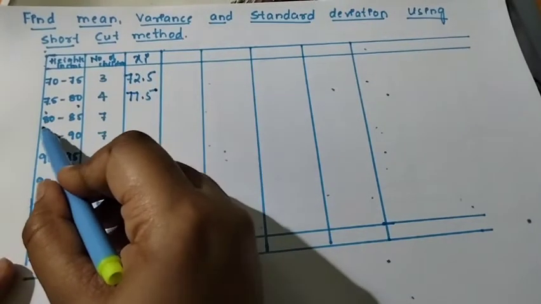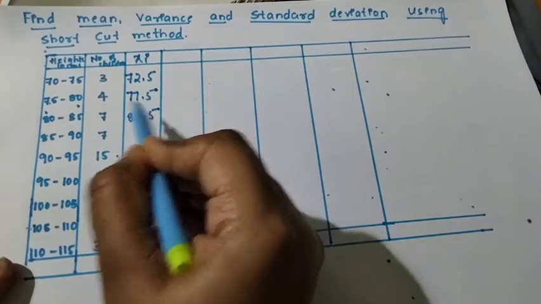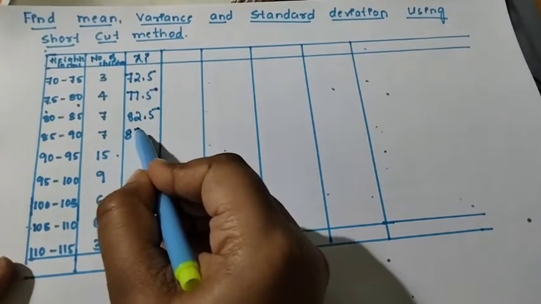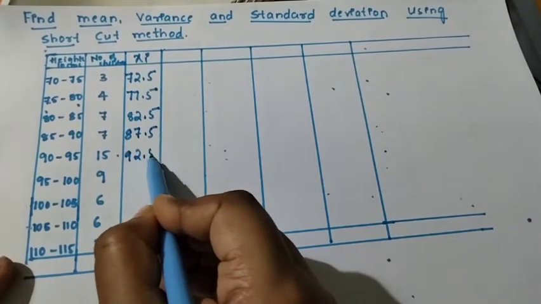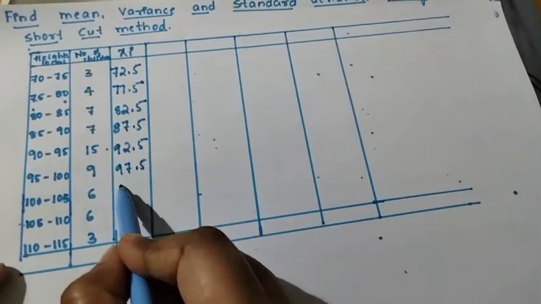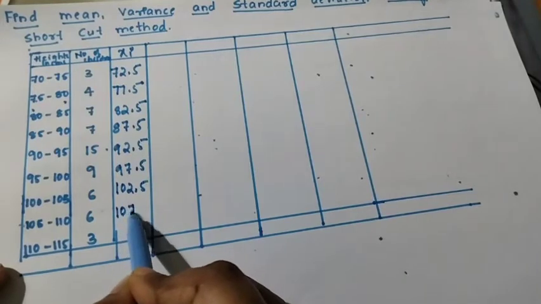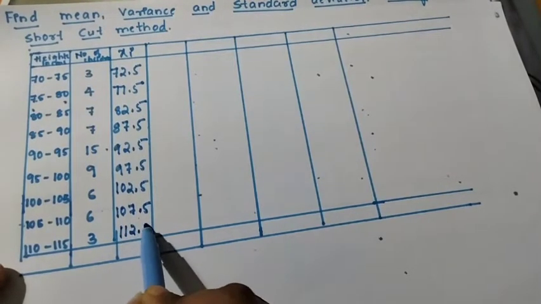Okay. Next, 80 plus 85 divided by 2 is equal to 82.5. 85 plus 90 divided by 2 is equal to 87.5. Next will be 92.5, 97.5, 102.5, 107.5. Then next will be 112.5.